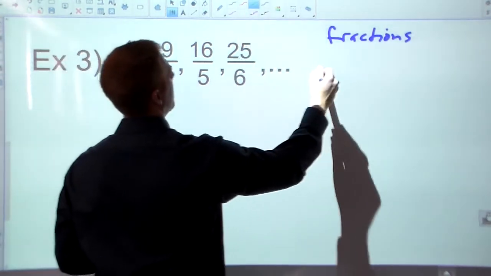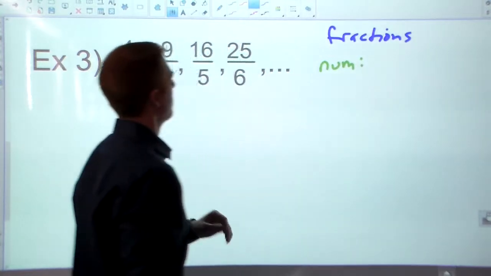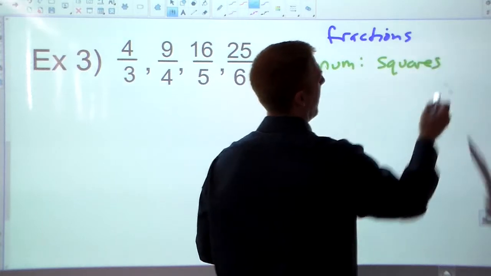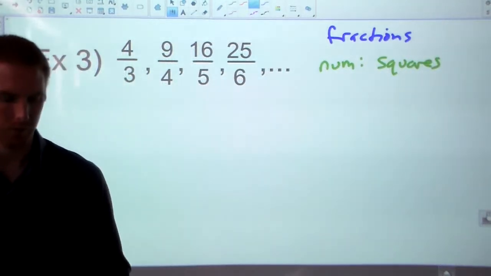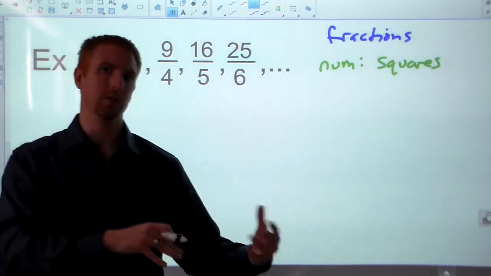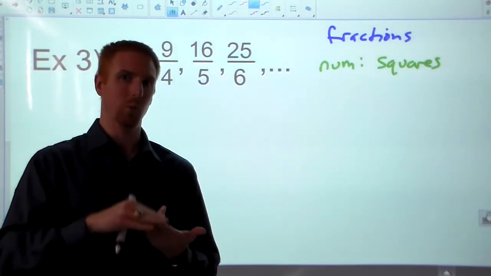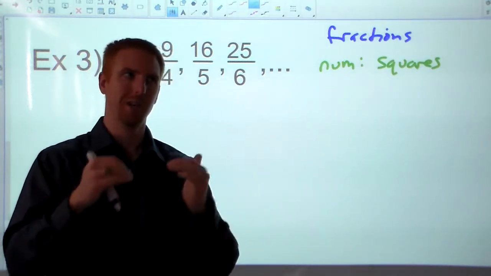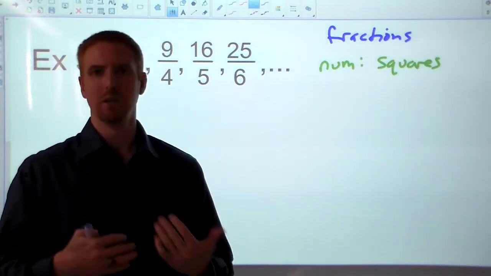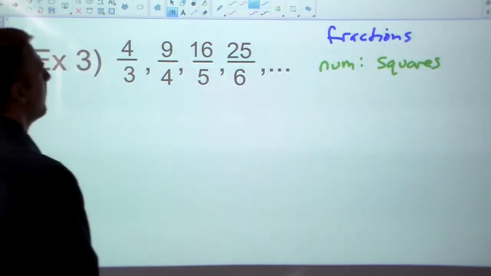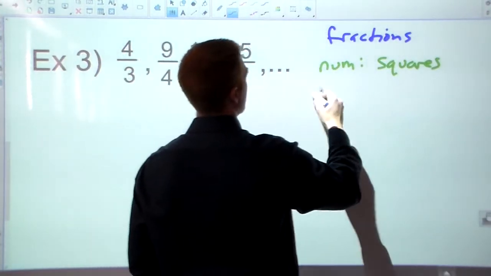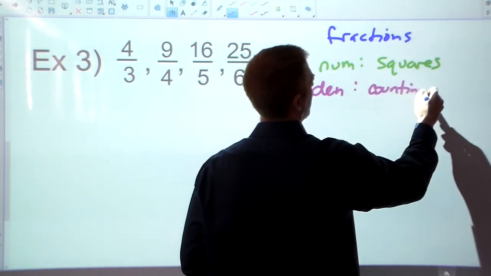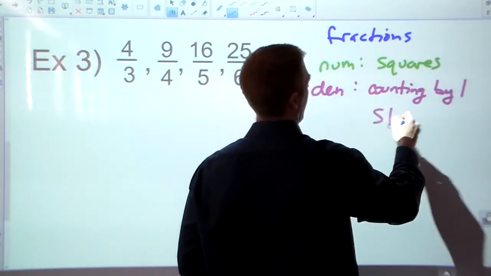So the numerators, they look kind of like special numbers. They are perfect squares each time. So they're squares, that's the way I'll word that. Other things to be on the lookout for are factorials. Those will show up in these quite a bit. Factorials is things like 1, 1 times 2, which is 2, 1 times 2 times 3, which is 6, 1 times 2 times 3 times 4, which is 24, and so on. That's factorials. As far as your denominators go, they're just counting, basically, counting up by 1. But they do start at 3.